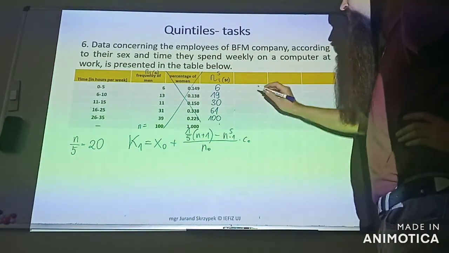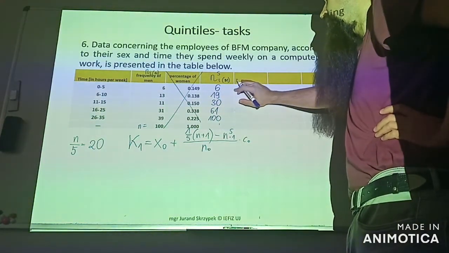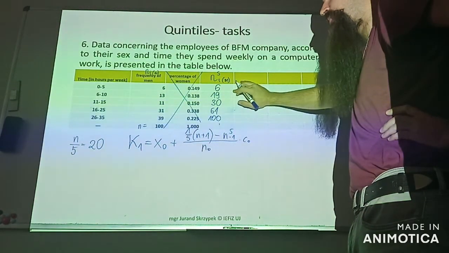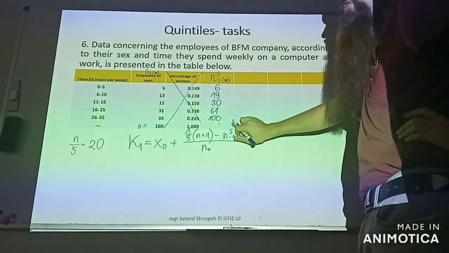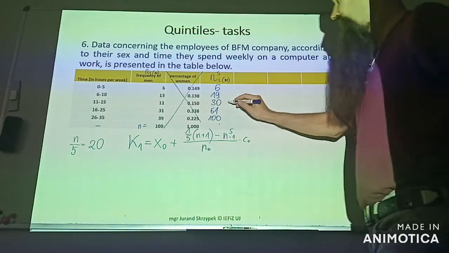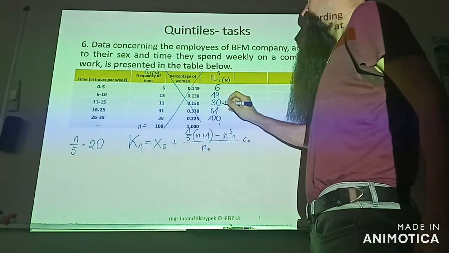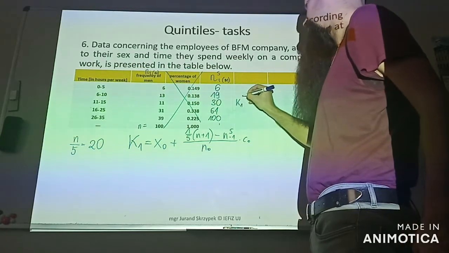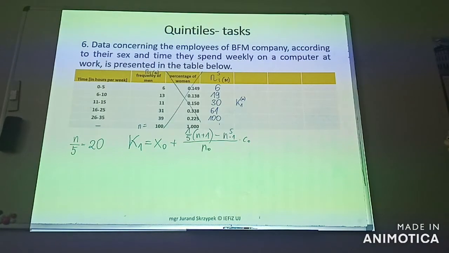Okay, so in which class do we exceed 20% of the population for the first time, if we assume that we are going down from the top to the bottom? Here, 19 is not higher than 20, 30 is higher than 20. So here we have K1 for men, the first quintile of men.